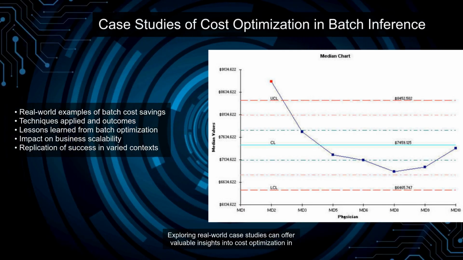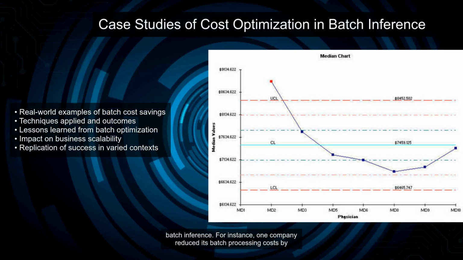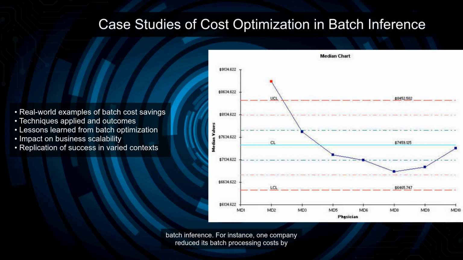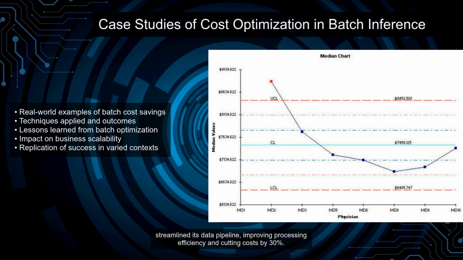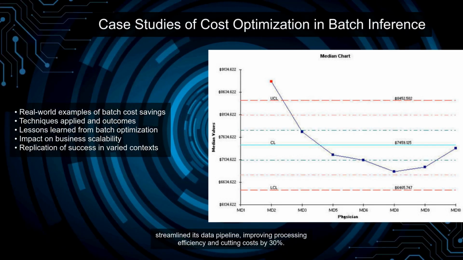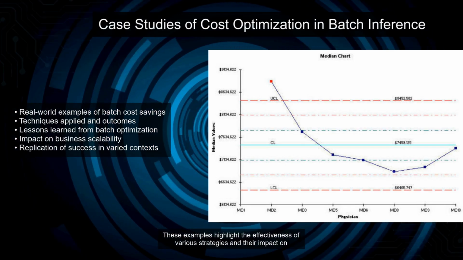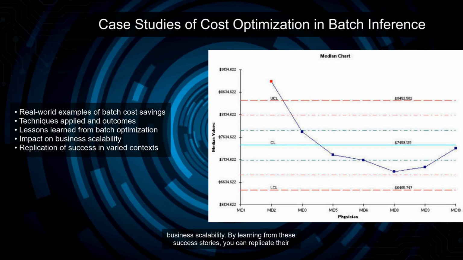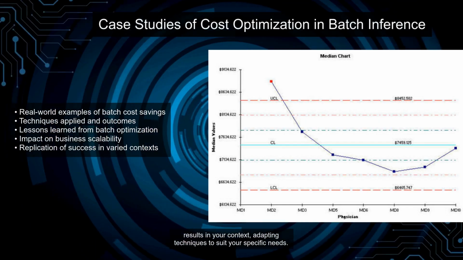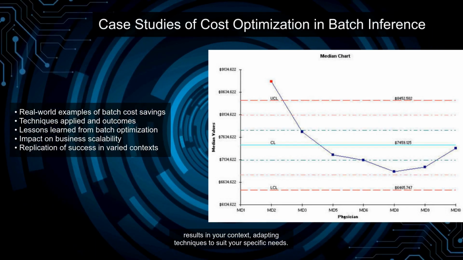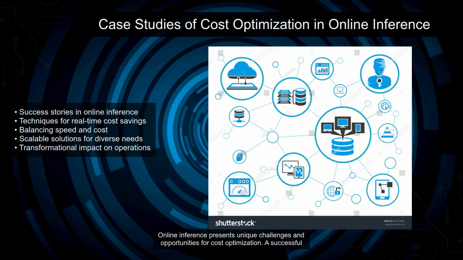Exploring real-world case studies can offer valuable insights into cost optimization in batch inference. For instance, one company reduced its batch processing costs by 50% by implementing model pruning and leveraging low-cost cloud instances. Another organization streamlined its data pipeline, improving processing efficiency and cutting costs by 30%. These examples highlight the effectiveness of various strategies and their impact on business scalability. By learning from these success stories, you can replicate their results in your context, adapting techniques to suit your specific needs.